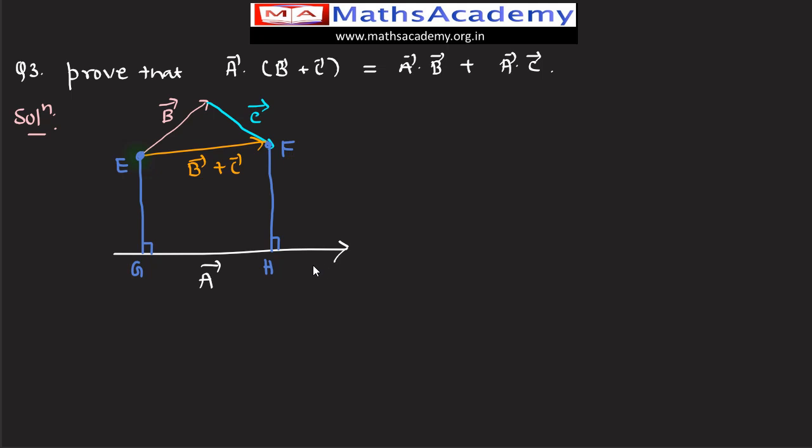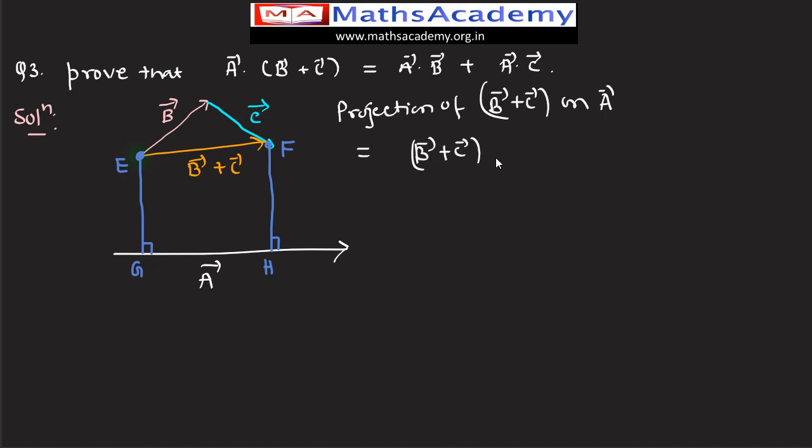So now I am going to take the projection of B plus C vector on GH, that means on A vector. So here I am taking the projection of B vector plus C vector on A vector, which is nothing but, by using the previous formula, B vector plus C vector, and then we have to take A cap, where A cap is the unit vector along A vector.